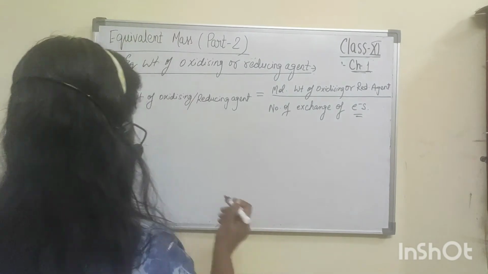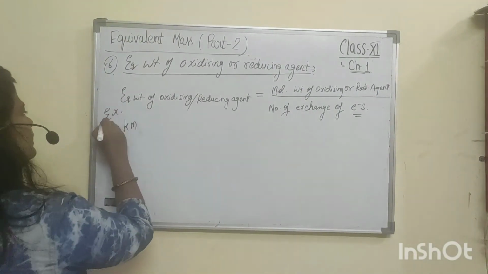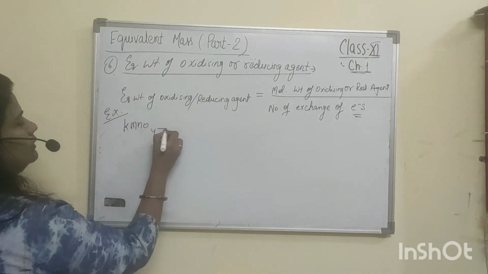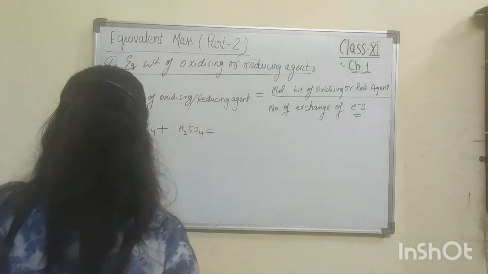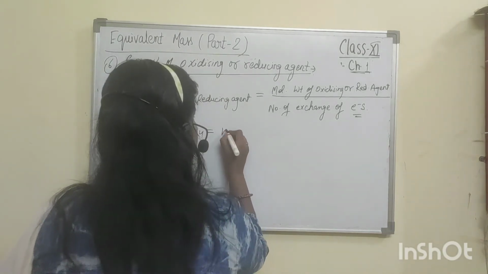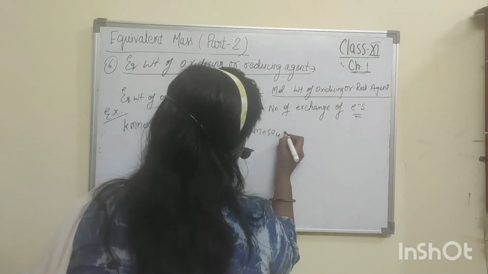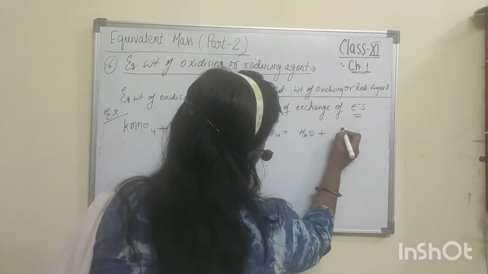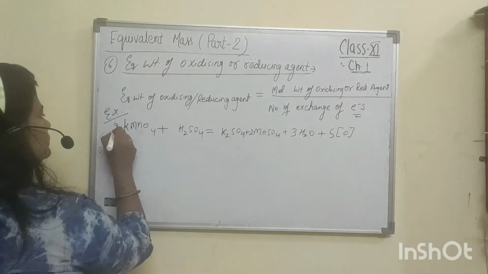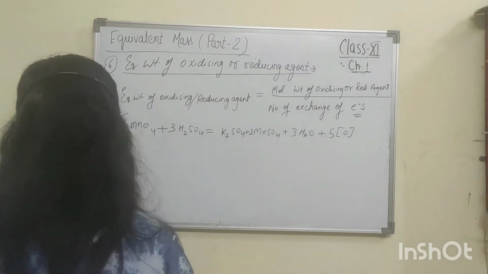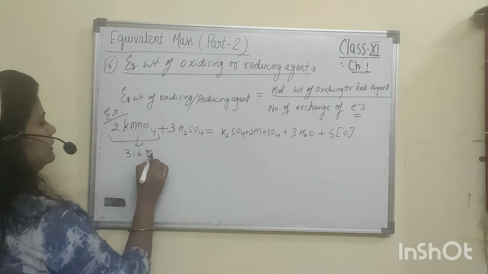Suppose the example of KMnO4: KMnO4 plus H2SO4 gives K2SO4 plus MnSO4 plus H2O plus oxygen, balanced as 2, 3, 2, 5, 3. Its molecular weight is 316 grams.